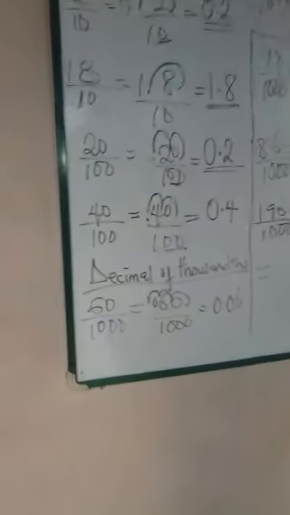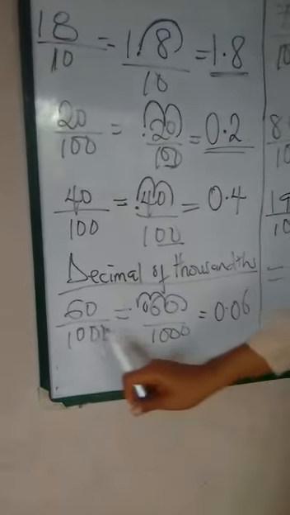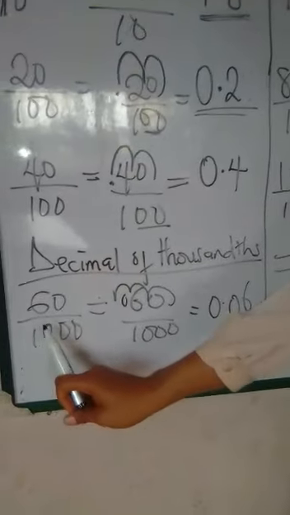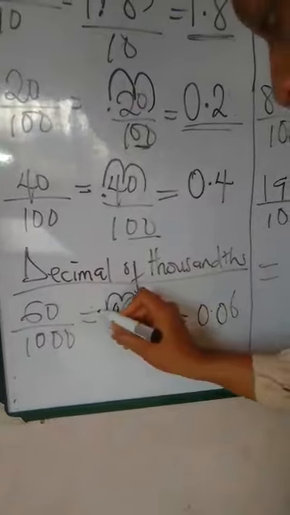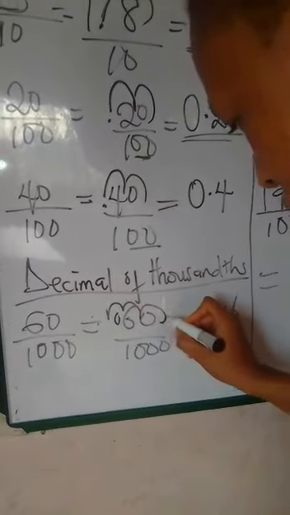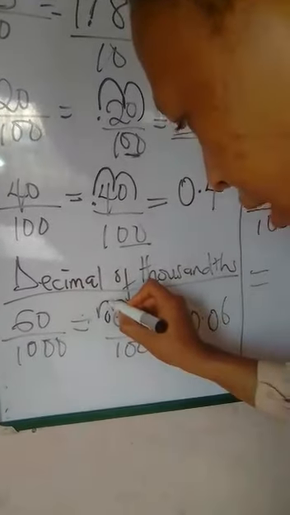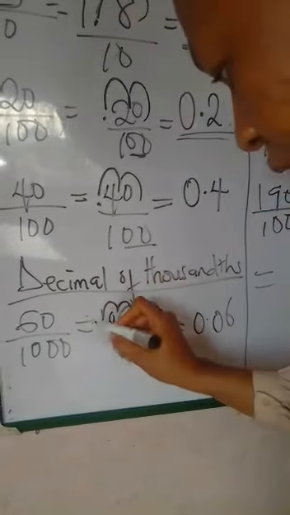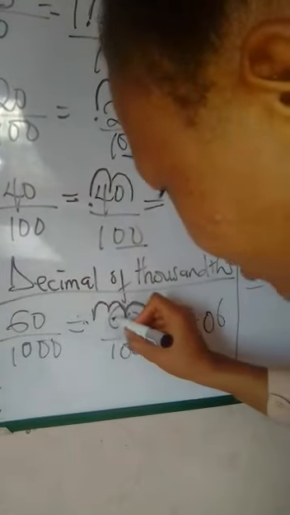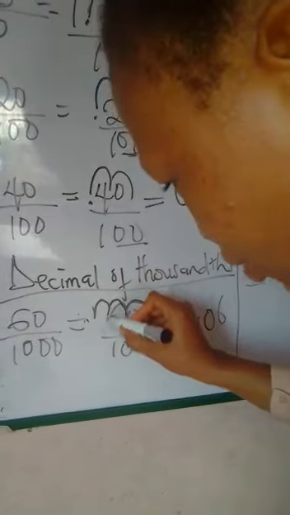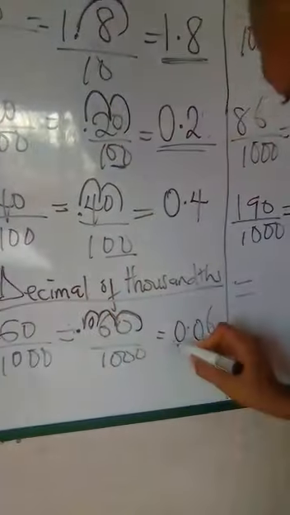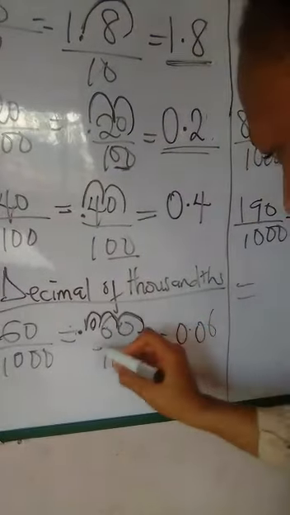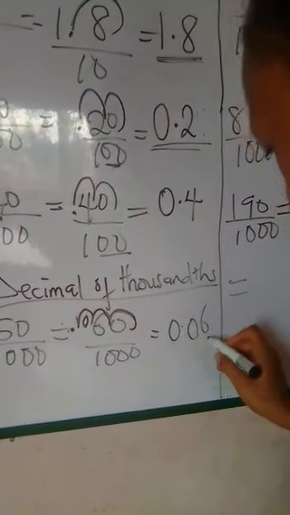Okay, let's look at the decimal of 1,000. I've solved one example here: 60 over 1,000. I moved my decimal point from my right 1, 2, 3. You will find out that after the 6, there is no other number here. So I will do what? I will add 0. So it becomes 0.06.